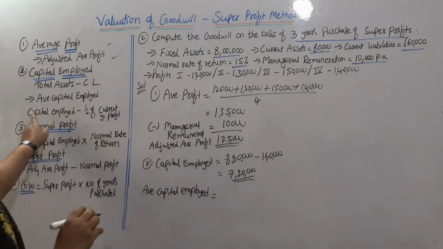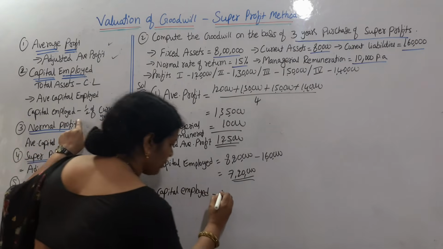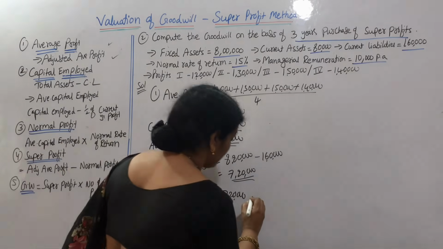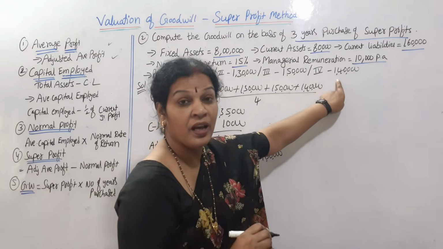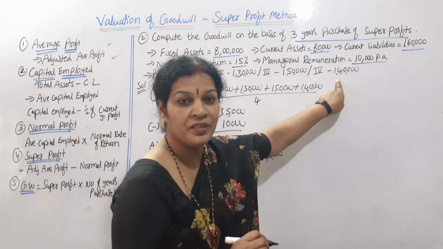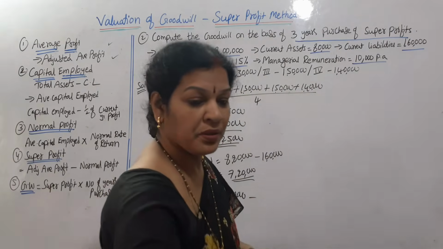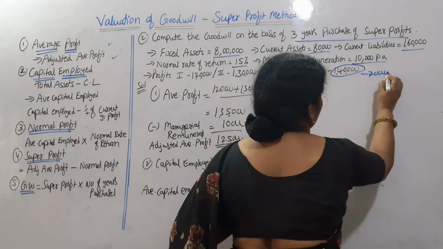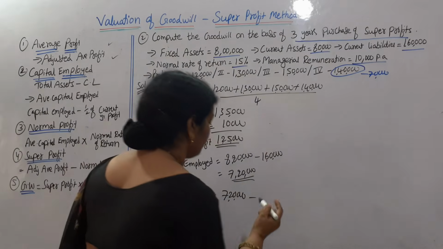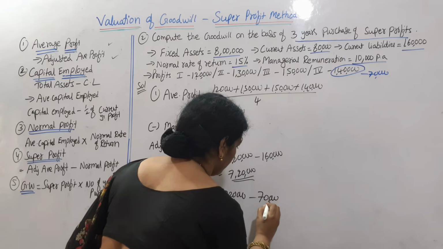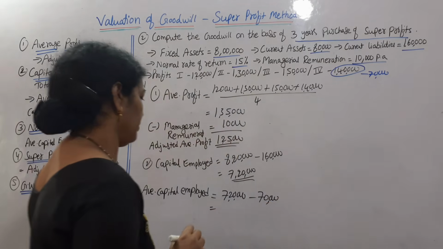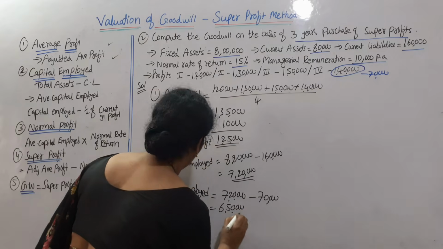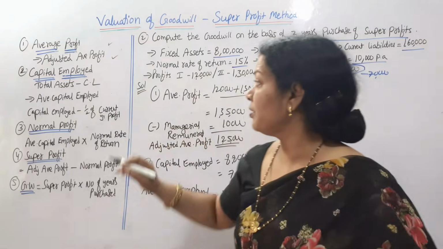So this you are getting capital employed. This is 7,20,000 minus half of the current year profit. Current year means this is half. Half means it is 70,000. Okay. Remember this. Half is 70,000. This 70,000 we are taking here. In 6,50,000. Average capital employed, we got it.